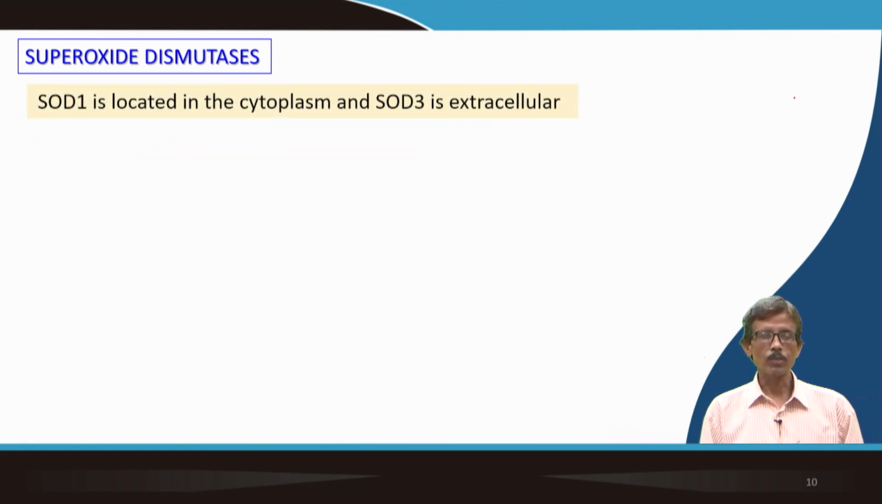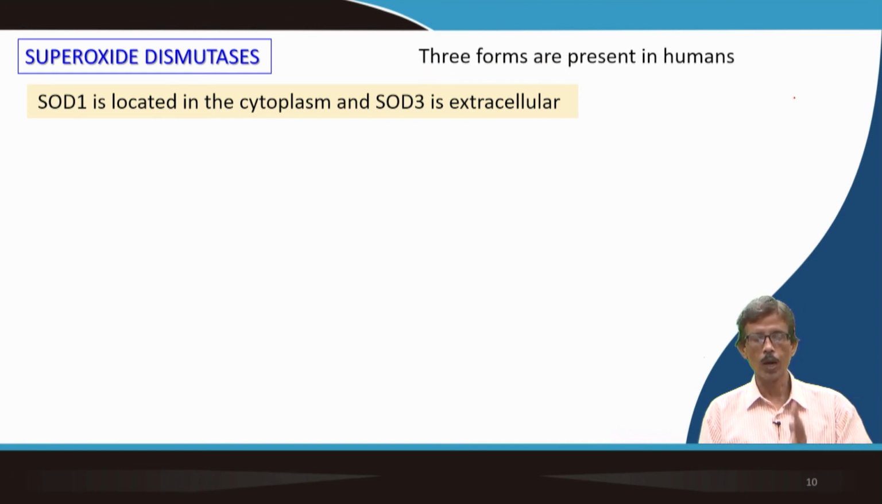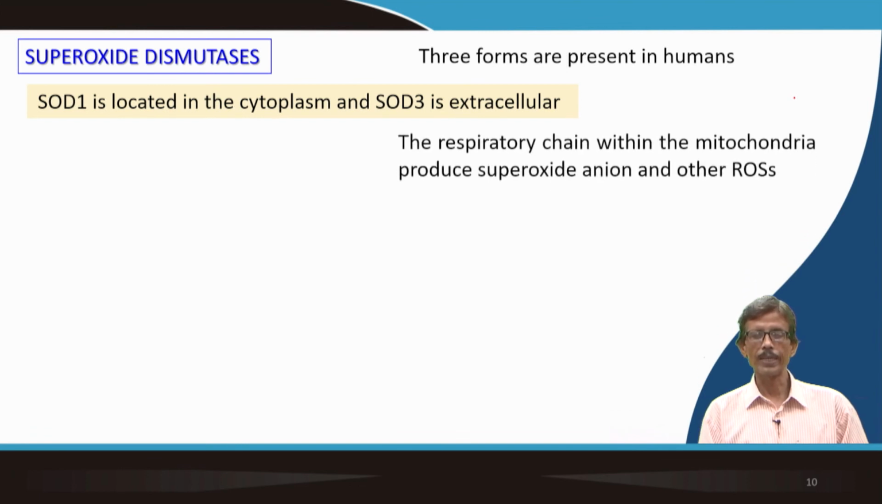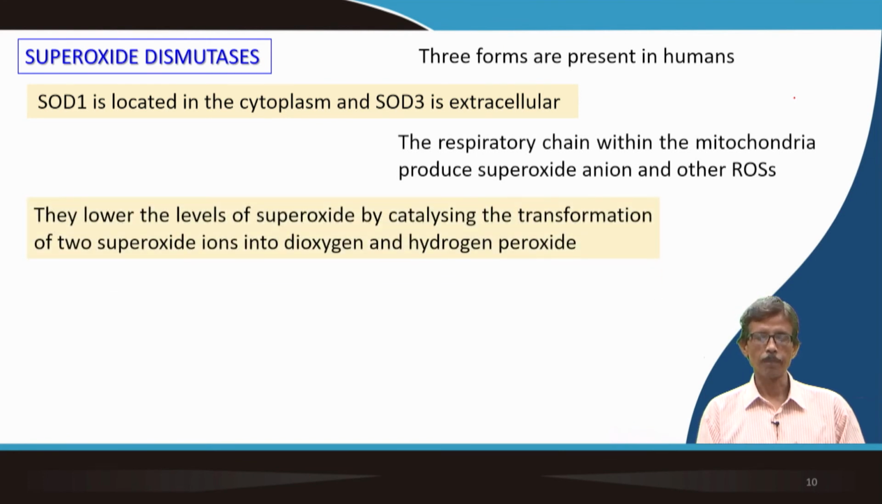But this is a superoxide 1 system, which is available in the cytoplasm, and another can be from the superoxide 3 system, which is from extracellular origin. So, basically we can also have 1, 2, 3. These are the 3 varieties we can have, and this is there for the respiratory chain, where we produce a large number of these reactive oxygen species.